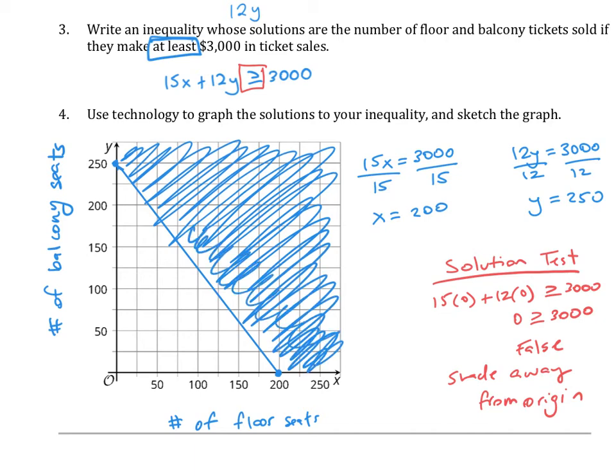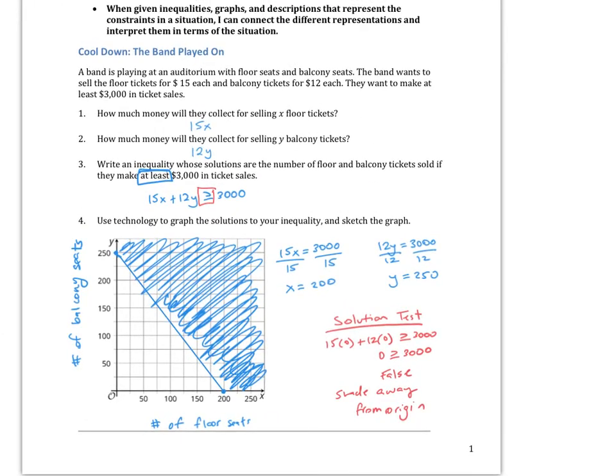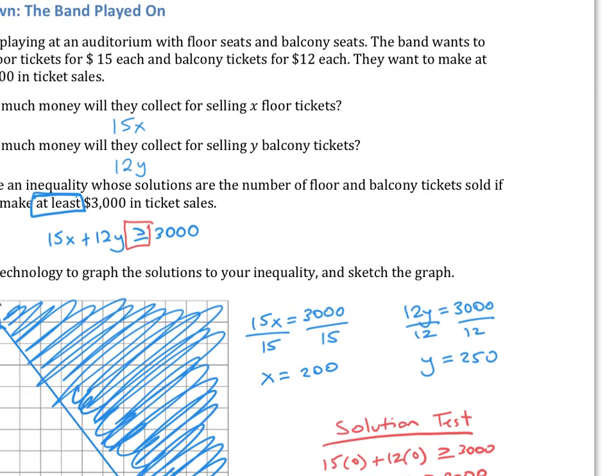All right, let's go ahead. I'm going to do it on my graphing calculator and then add that picture to this cool down. Before I do it on my graphing calculator, I do need to put it into slope intercept form, so let's do that first. 15x + 12y ≥ 3,000. I'm going to subtract 15x from both sides, and I get 12y ≥ 3,000 − 15x. Then divide both sides by 12.